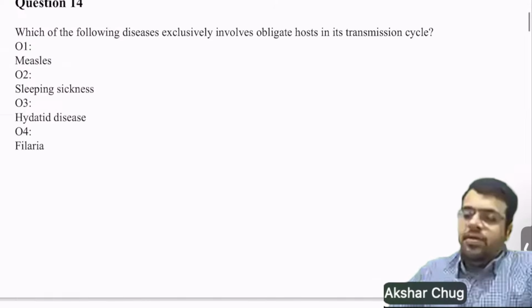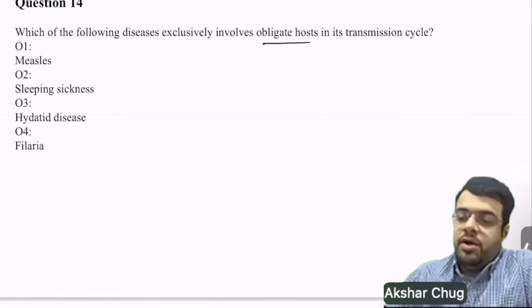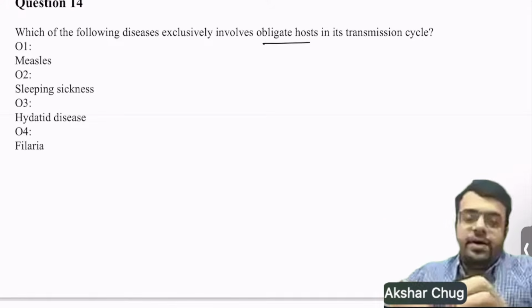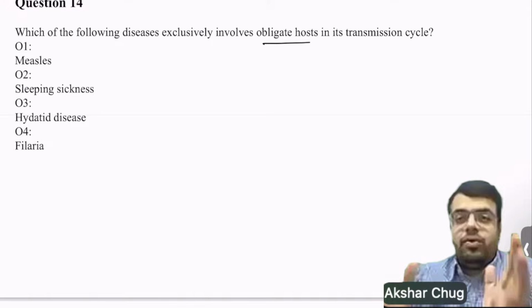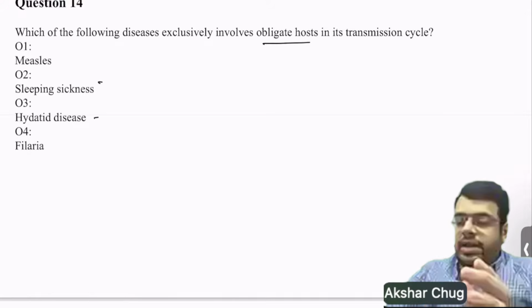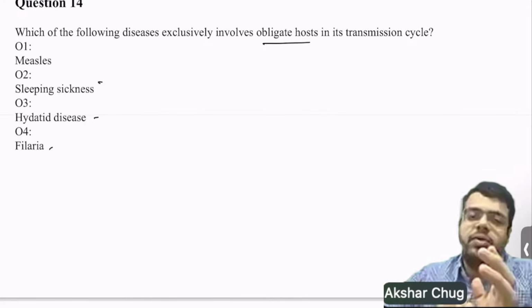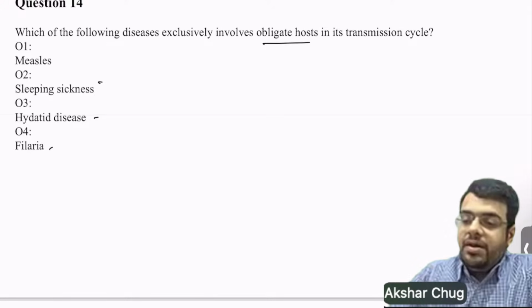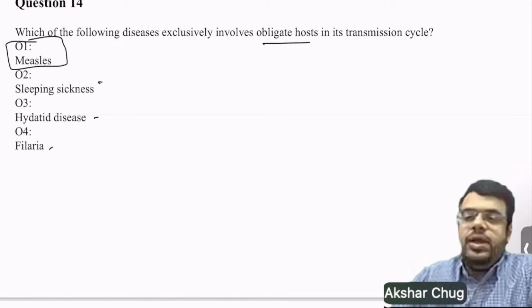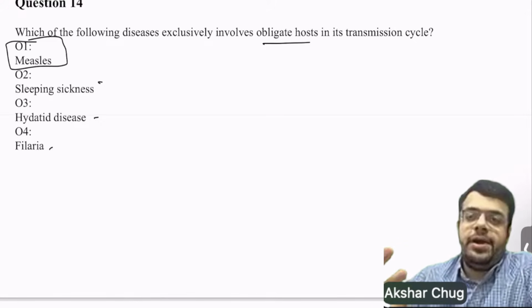Moving on, which of the following diseases exclusively involves an obligate host in the transmission cycle? So as we know, for any disease to get transmitted, it requires various hosts, vectors, right? So sleeping sickness, hydatid disease, and filaria will involve an array of hosts and also a lot of vectors. For example, in hydatid disease, human is an accidental host, right? So measles is the only disease which only involves the host. Measles does not have a vector. It is spread by the airborne route, right?